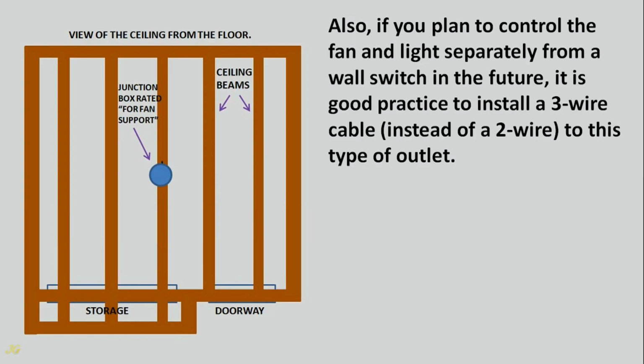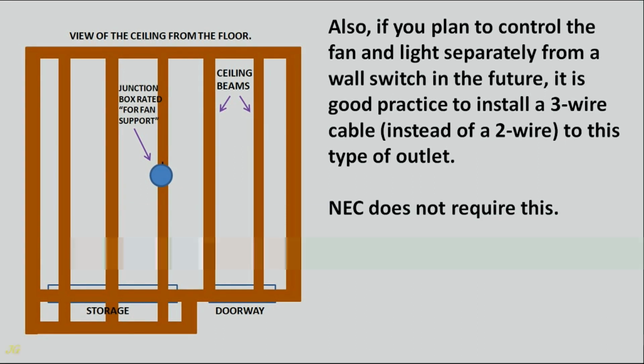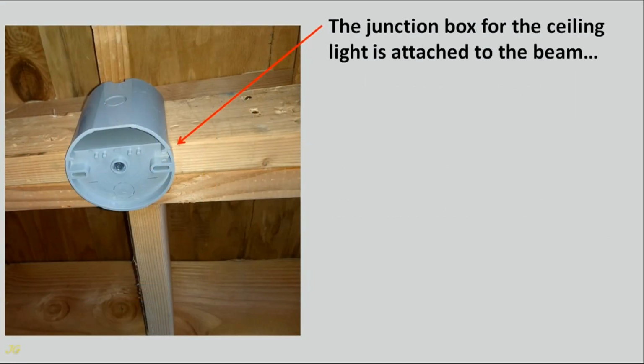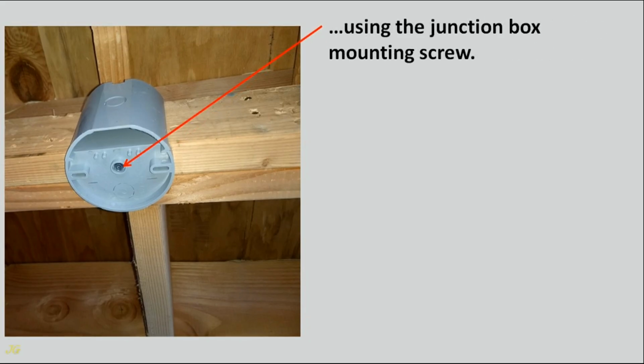Also, if you plan to control the fan and light separately from a wall switch in the future, it is good practice to install a 3-wire cable, instead of a 2-wire, to this type of outlet. NEC does not require this. The junction box for the ceiling light is attached to the beam using the junction box mounting screw.